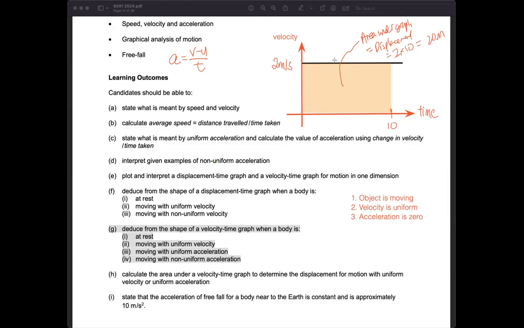So in this case, for a velocity time graph, if you can find the area under the graph, you'll be able to find the lower level quantity, in this case, displacement. And this displacement here is 20 meters. Clear so far? Now, we'll give another example.